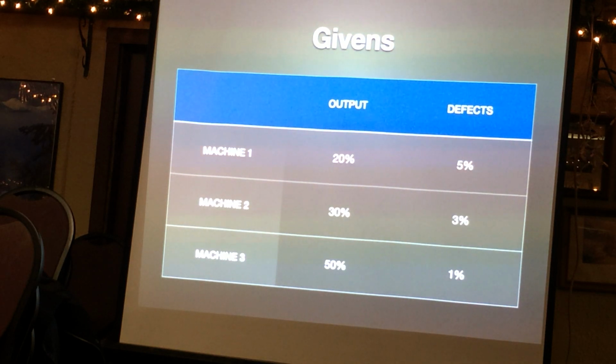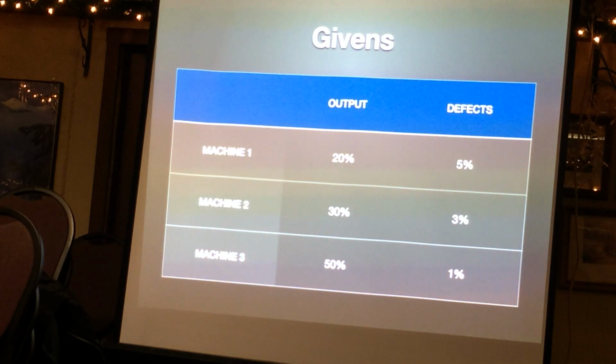Machine 2 is 30% and 3%, and machine 3 is 50% and 1%. So the first thing you might ask yourself is, why do we even keep machines 1 and 2 around if machine 3 is so much better? That's exactly right.